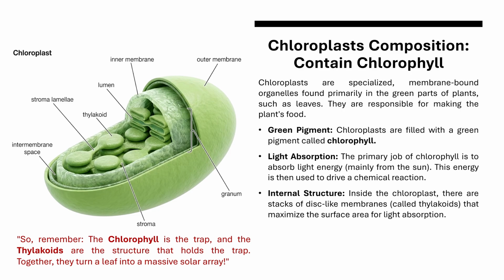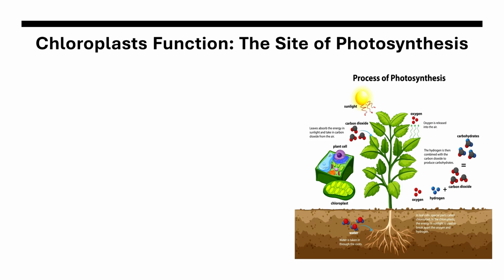It is important to remember that chloroplasts are not found in every plant cell. You will not find them in the roots, for example, because there is no sunlight underground. They are only found where they can see the sun. So remember, the chlorophyll is the trap and the thylakoids are the structures which hold the trap. Together they turn a leaf into a massive solar array.